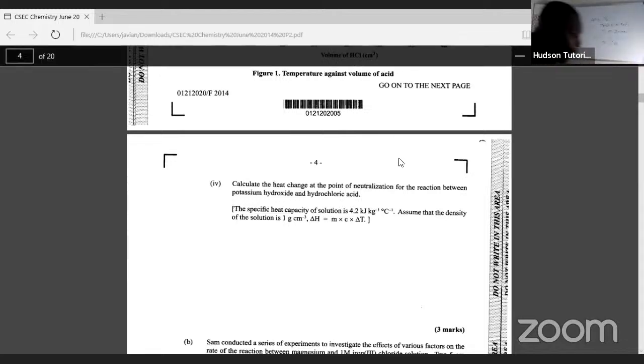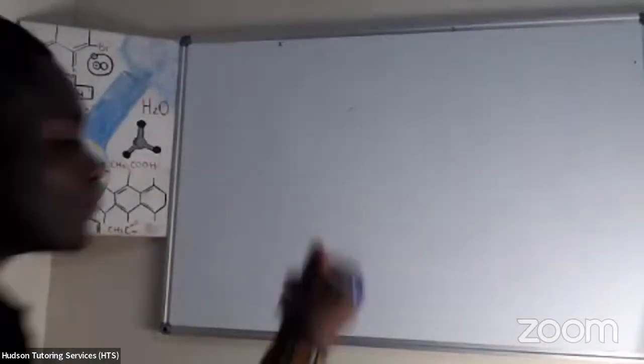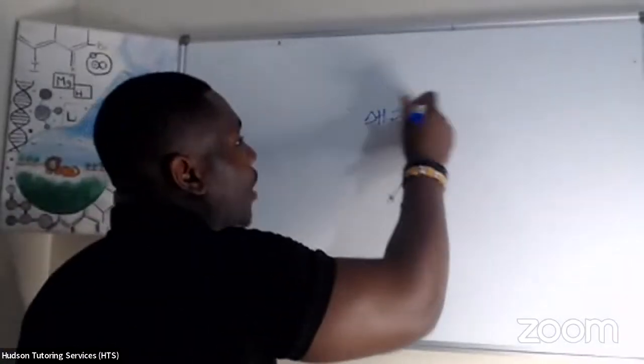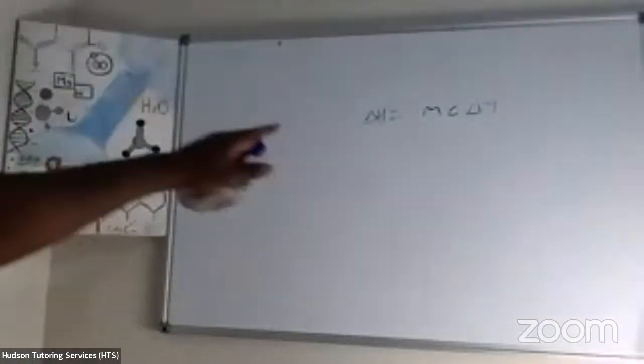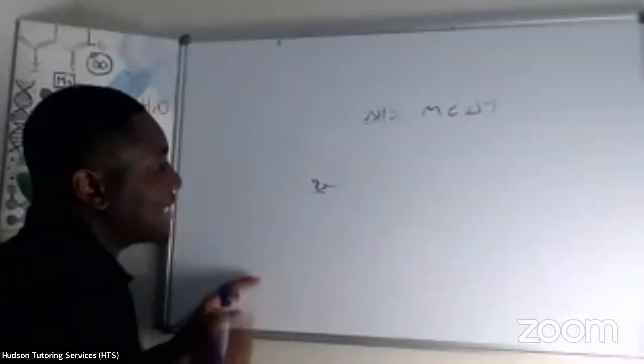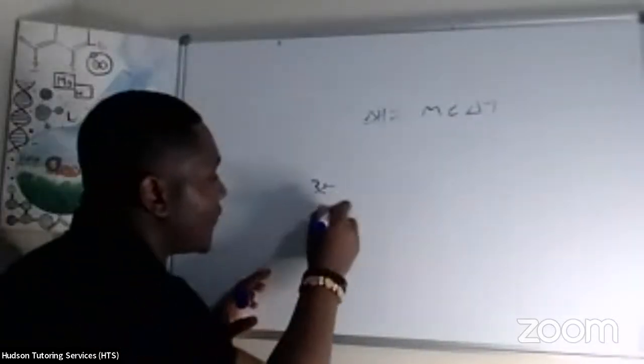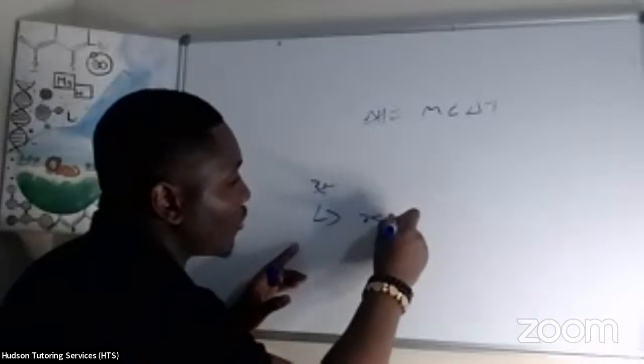Let's stop share. Before I even stop sharing, I want to discuss something. Let's look carefully now, guys. So delta H is equal to what? MC delta T, where M is the mass of the solution. Now, at the neutralization point, if you remember the graph, where the temperature was 38, the corresponding volume was 25 centimeter cubes.